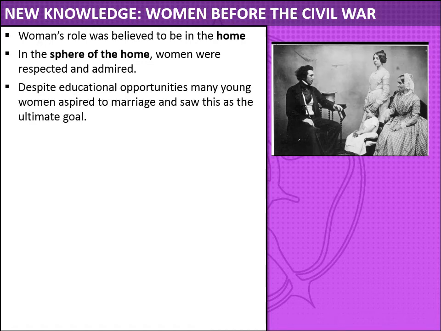And that might explain why, despite having more educational opportunities, many young women, especially middle class and upper class women, still aspired to marriage. They still wanted to marry, and they saw this as their ultimate goal. And often their education was very centered on preparing them to be good wives and good mothers.